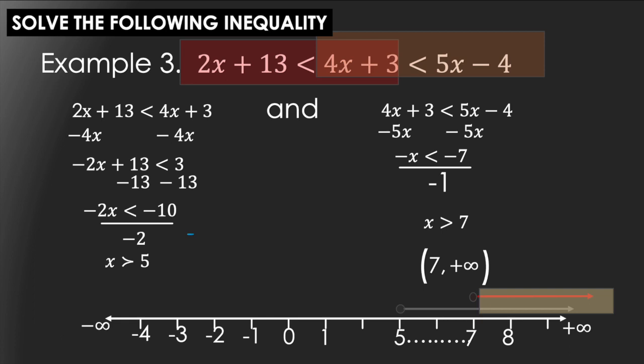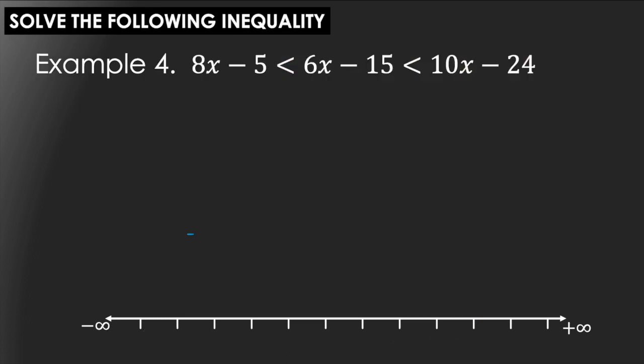So this example is different from our previous example in terms of the solution. In this case, we only have the second part of the inequality to represent the solution, which is x > 7. That means this inequality is true for all values greater than 7, that goes to positive infinity. Let's look at example 4.